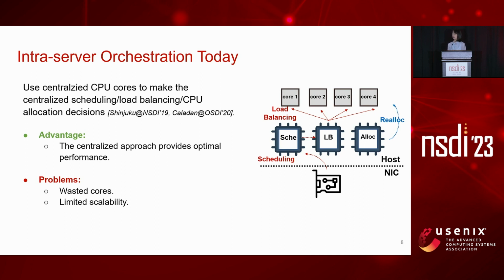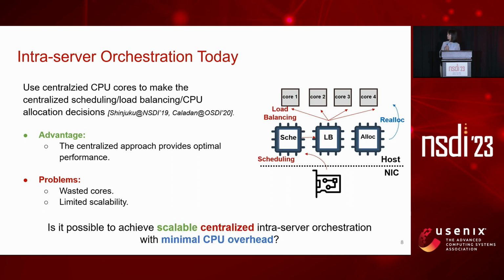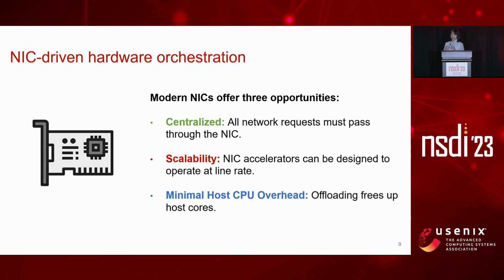However, today we have hundreds of network connections with hundreds of worker cores inside a server. So a problem arises. Is it possible to achieve scalable, centralized intra-server orchestration with minimal CPU overhead? And the answer is yes. We can achieve it by using smart NICs.